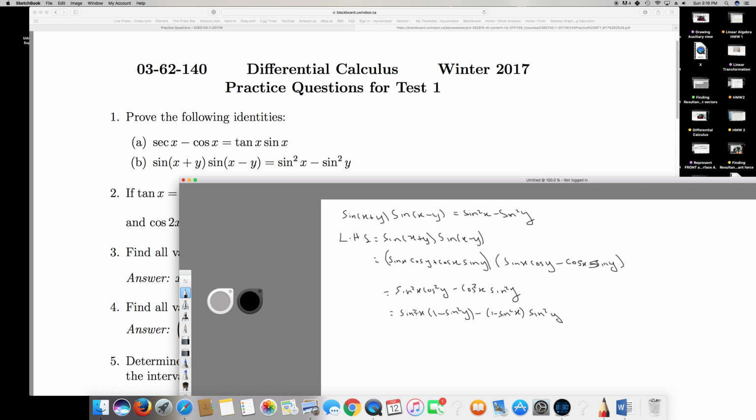So now I can multiply this sine square x in the bracket. So it's going to be sine square x minus sine square x sine square y, and minus, and let's multiply this one. So minus, and let's put it in the bracket, sine square y minus sine square x sine square y.